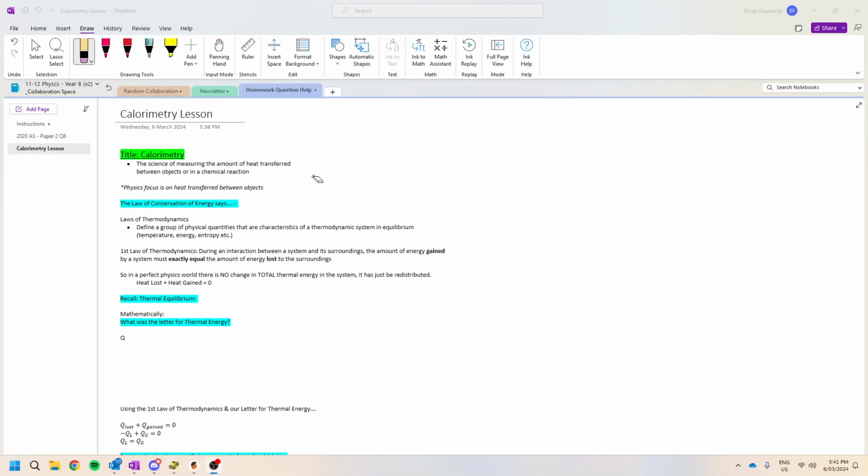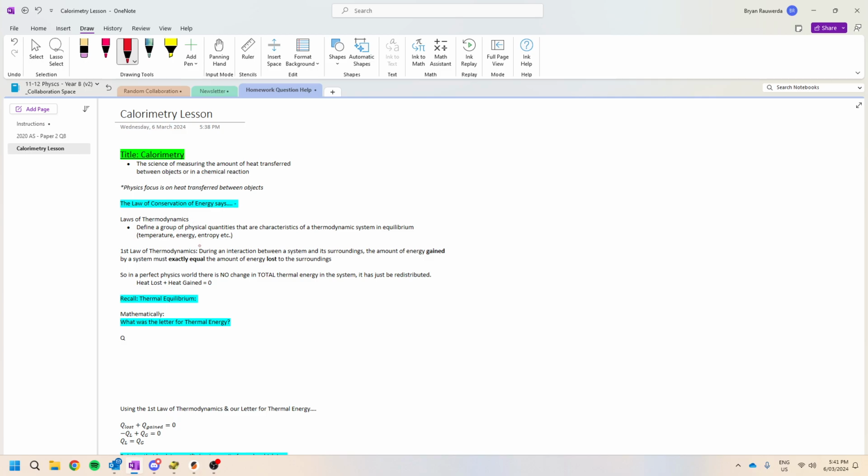All right, this lesson was requested for those who are away for the calorimetry. So I've copied and pasted the lesson into our homework question help section of our OneNote, so you'll find all my scribbles here after we are done. So let's work through this. We'll see if we can get this done in like 10 minutes.